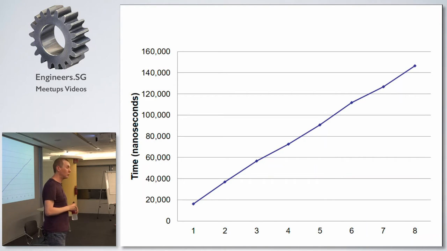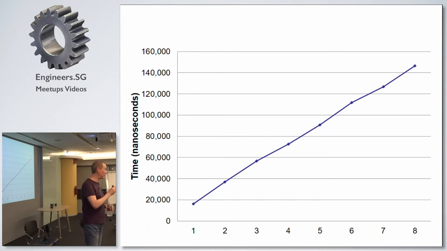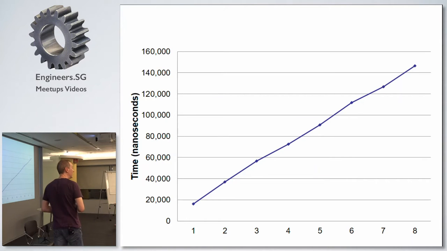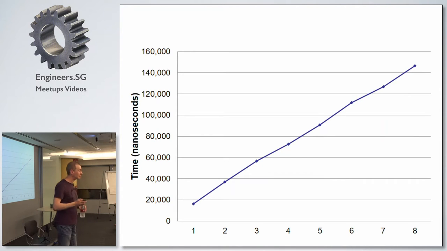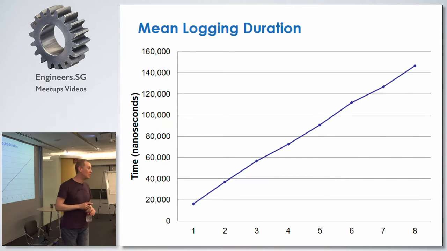Anyone guess what that is a graph of? False sharing. False sharing? Yes. Could be. It doesn't happen to be that. The numbers are too high. We're looking at around 16 to 17 microseconds. False sharing in a processor, you're probably looking at around 60 cycles on the same socket. This is different. That is the mean logging duration in pretty much any Java logging framework.